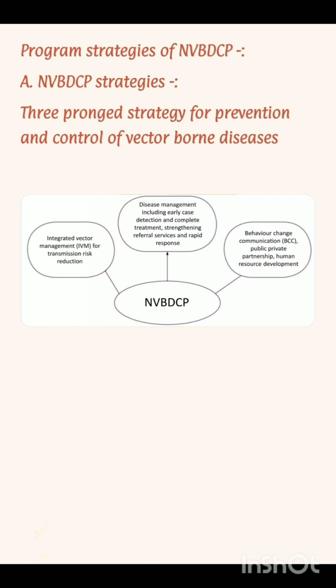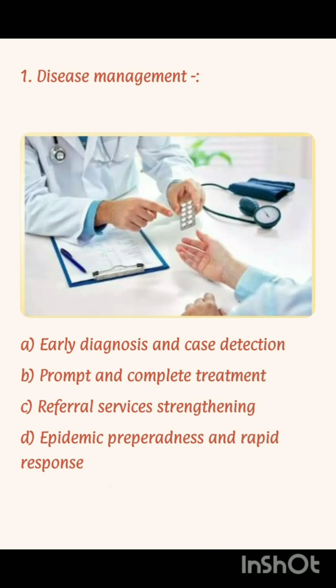So basically, the program strategy of NVBDCP includes a three-pronged strategy for prevention and control of vector-borne diseases: integrated vector management, IVM, for transmission risk reduction; then disease management including early case detection and complete treatment, strengthening referral services and rapid response; and last is behavior change communication, public private partnership, and human resource development.